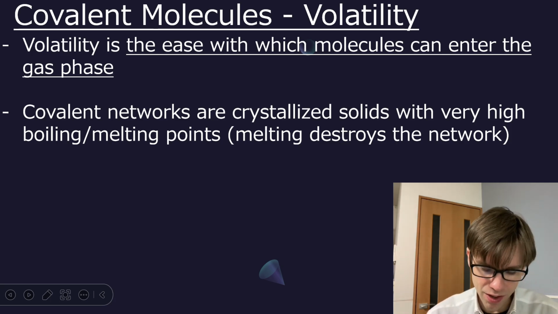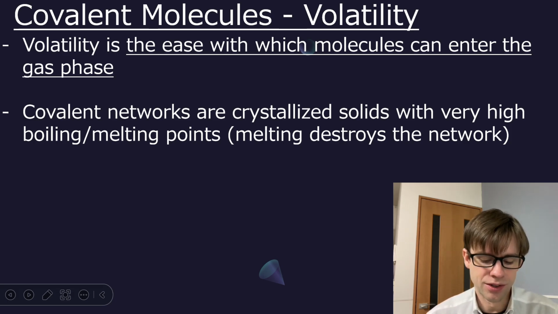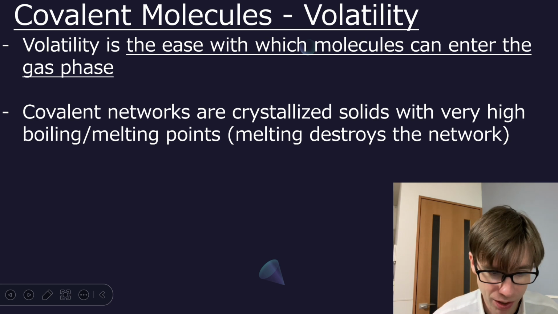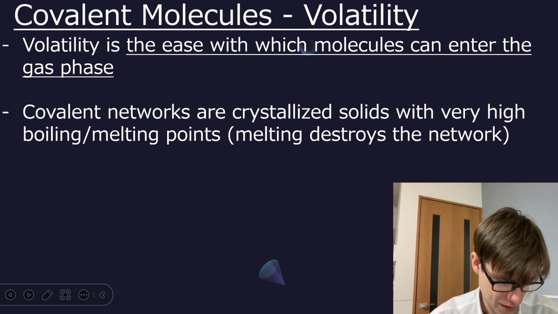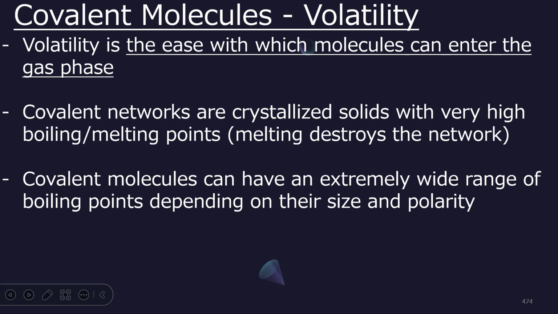So covalent networks are crystallized solids with very high melting and boiling points, and basically melting and boiling would destroy the lattice, the crystal of the network. And so when you melt or boil it, you destroy the network, and that means you can look at how much energy it takes to destroy the network, and that's going to be basically related to its boiling and melting point. So covalent molecules, however, have an extremely wide range of boiling points depending on their size and their polarity, as you would expect.